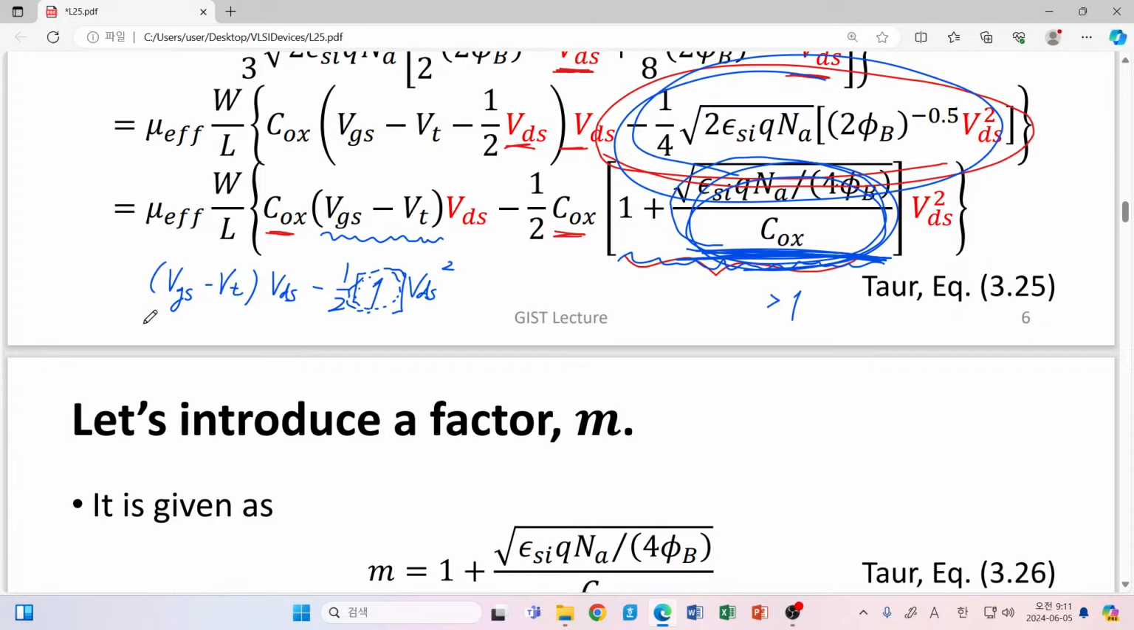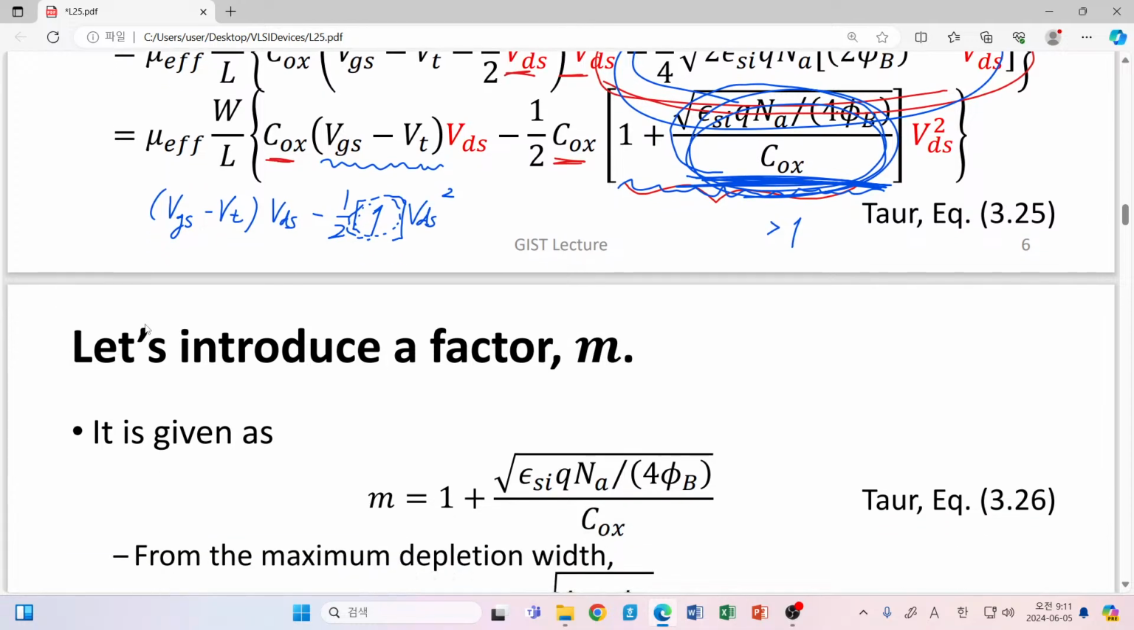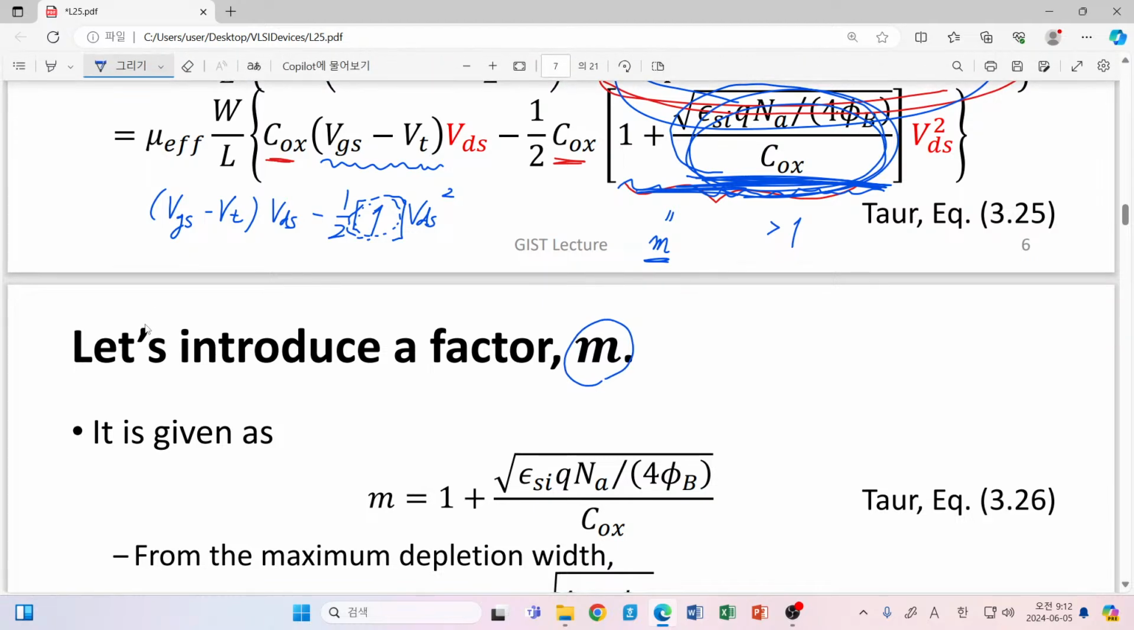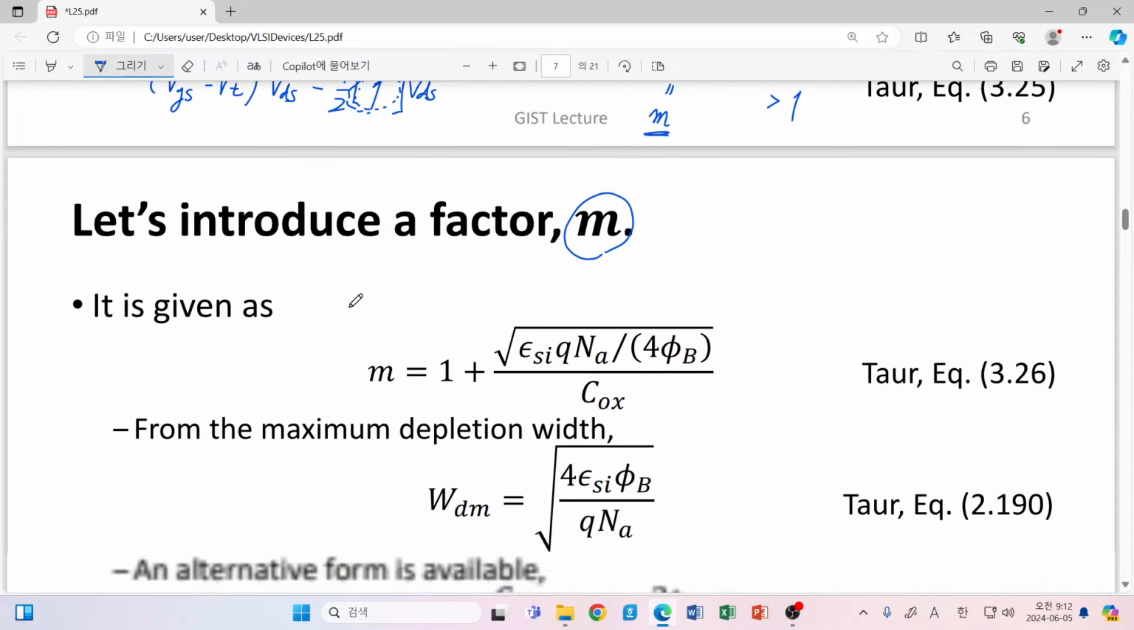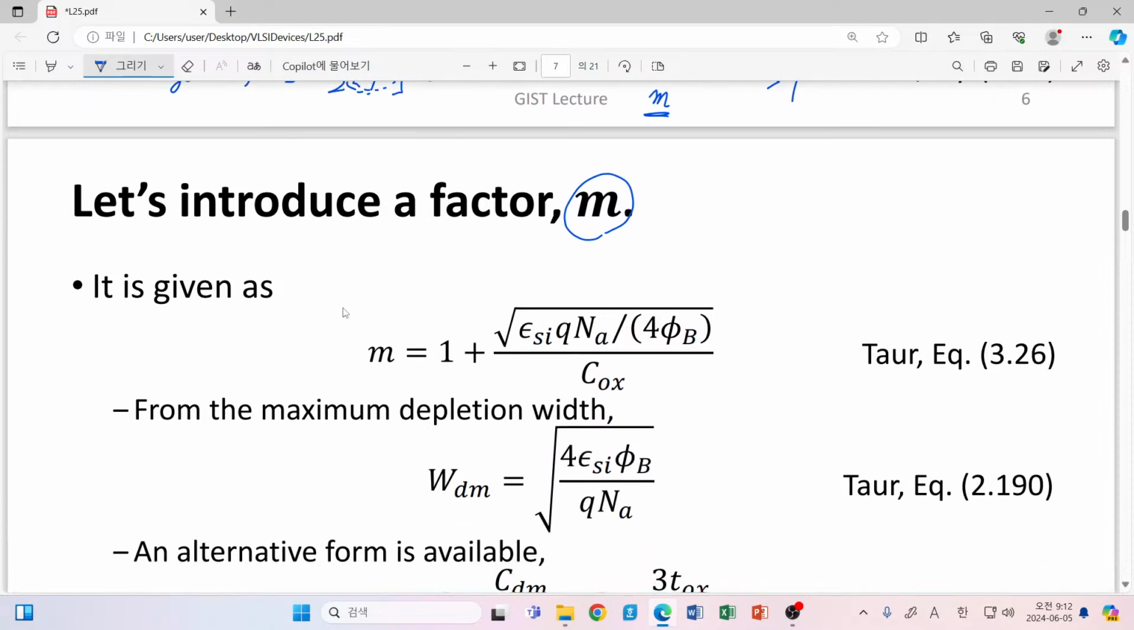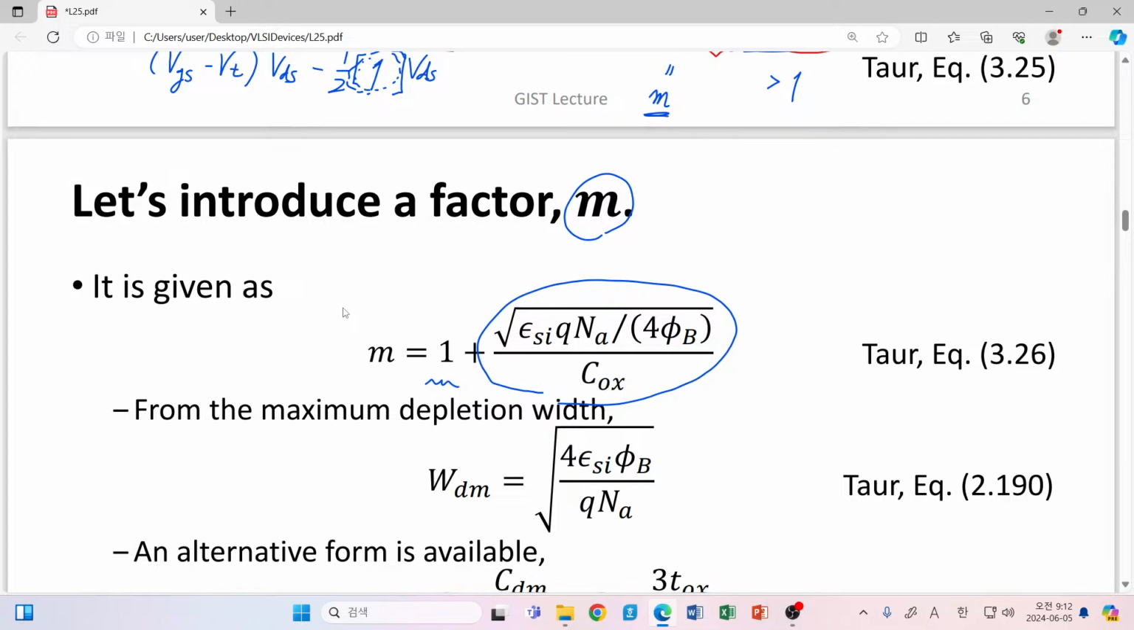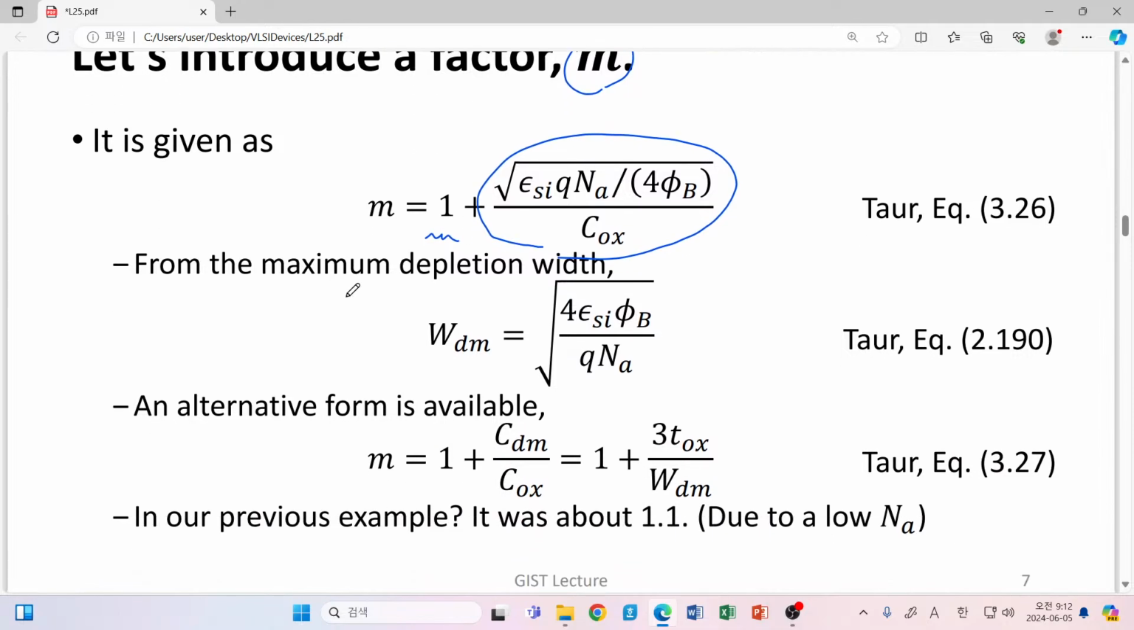Okay, so now this newly added term is denoted as M. Well, this is more or less a universal way to represent this number. Yes, here we have an M, and this M is simply given, as shown in the previous one, as just number 1 plus something. Yes, what is it?